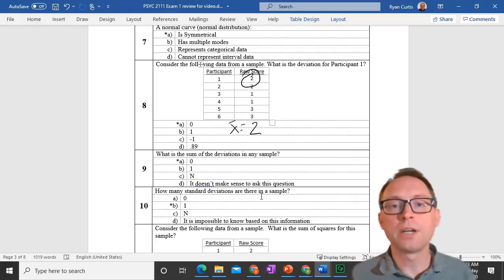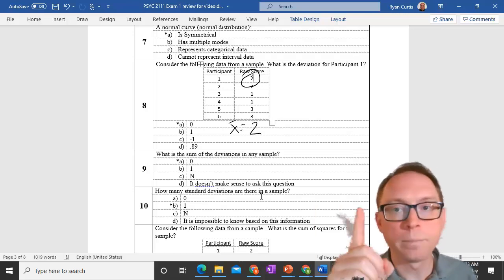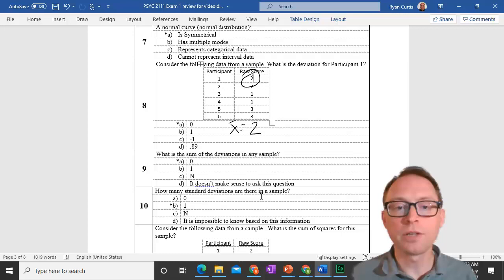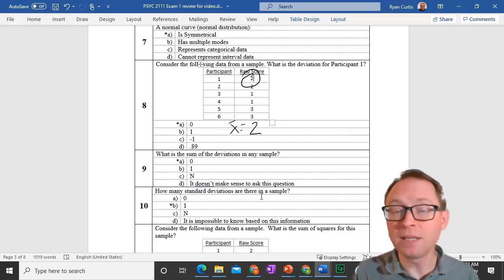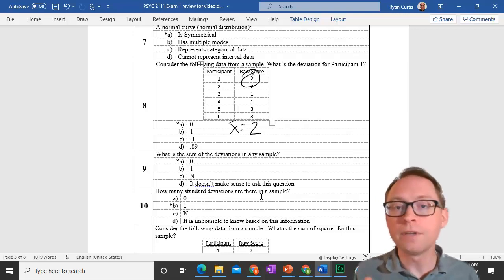Number 10, how many standard deviations are there in a sample? The answer is 1, and only 1, ever. The standard deviation describes the sample. Just like the mean describes the sample, so does the standard deviation. It's the standard amount that the scores deviate from the mean.